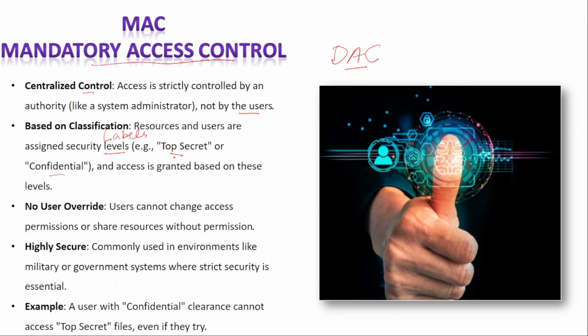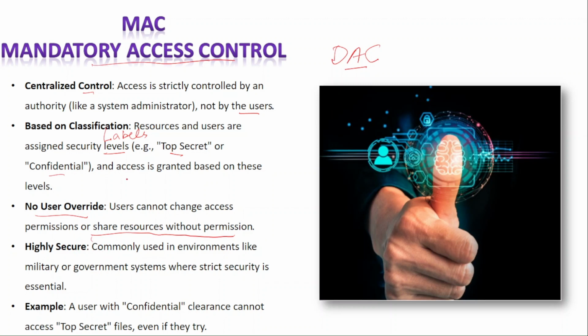So top secret will obviously have more access, confidential will have less. So the access is given based on the classification level. No user override. So user cannot change access permission or share resources without permission. So as we saw in DAC, discretionary access control, the user can share resources with other users. But the same is not the case in the MAC. User does not have the permission to give access to other users, or the user cannot override.